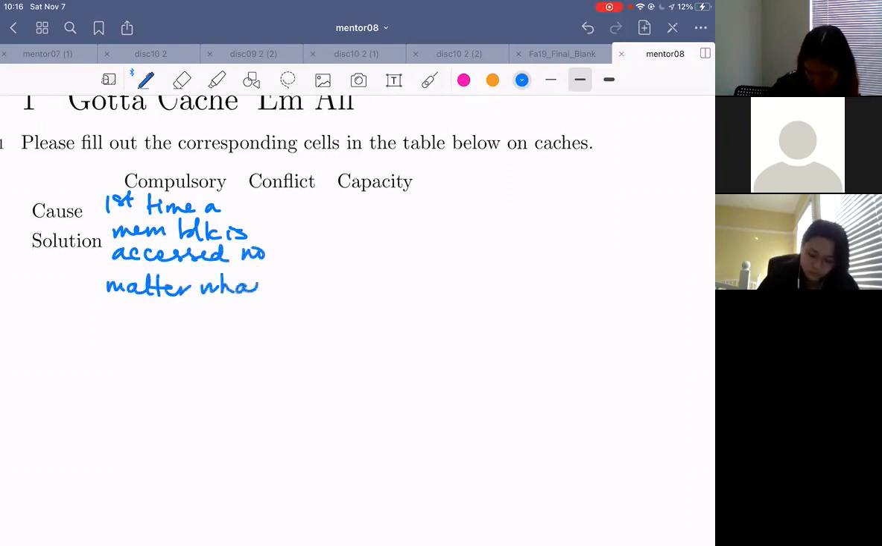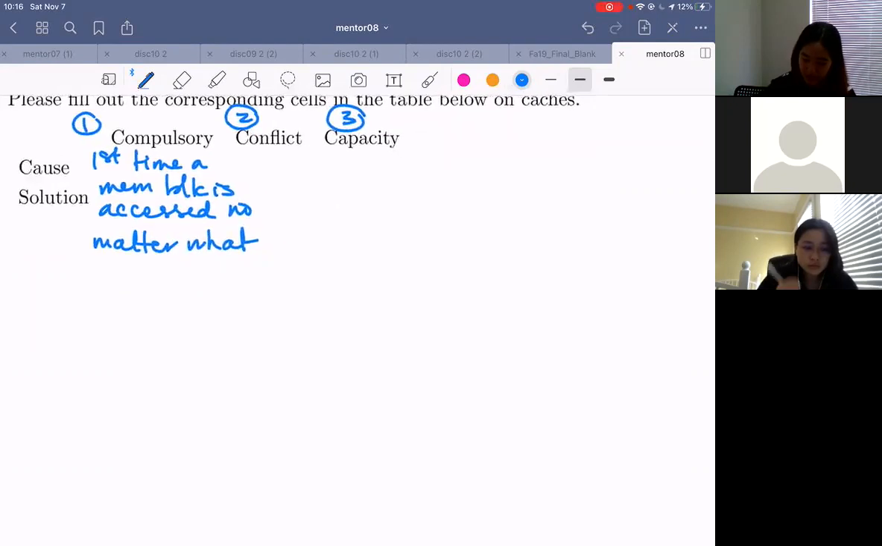This formatting is kind of whack. I would actually just number this and write it out in the margins, but this is one. The solution for this is technically N/A. There's really no real solution.